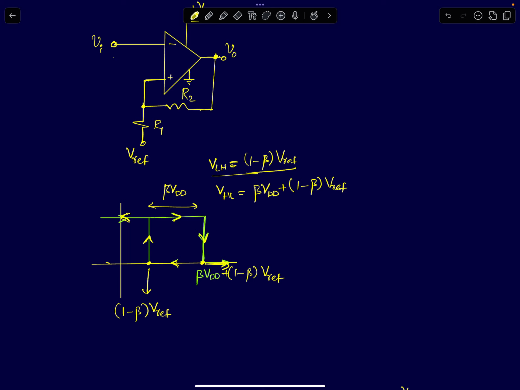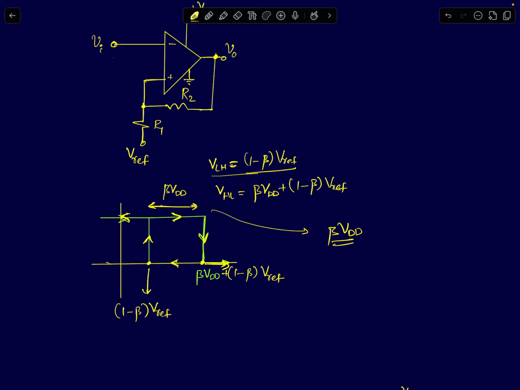If you see, the difference between the low to high and high to low threshold voltages is simply equal to beta times VDD. In case of Schmidt triggers that operate on dual supplies, the difference between the high to low and low to high threshold voltages will be 2 times beta times VDD. That's the only difference here.